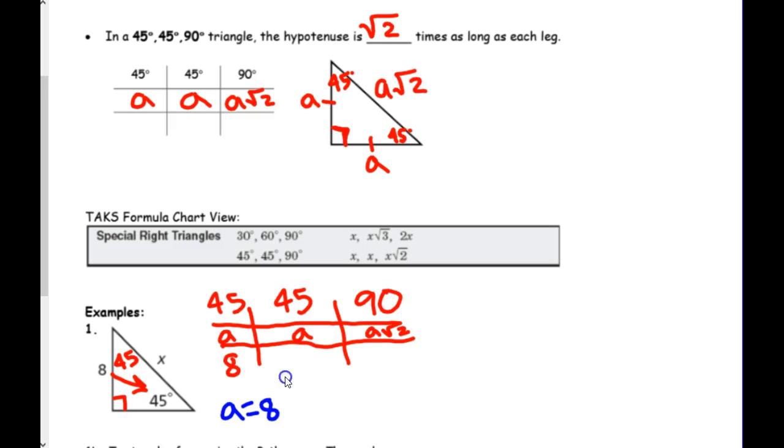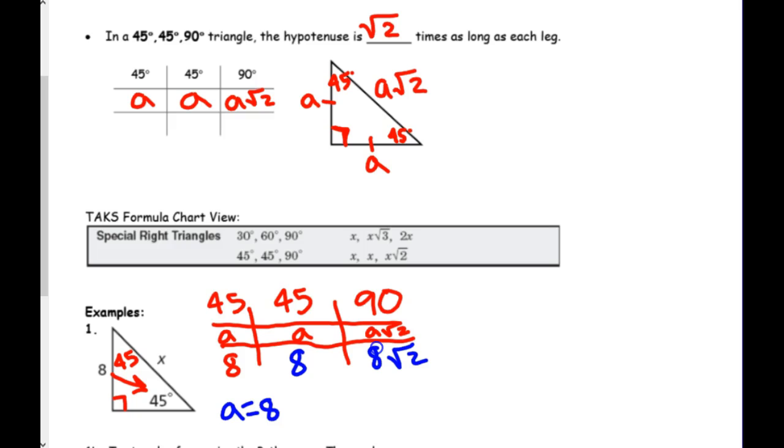Now, if A is equal to 8, that's it. I don't need to solve anything. A equals a number. So that means under this A, what am I going to put? 8. Easy. And then over here, A square root of 2, I'm going to replace A with 8. So it's going to be 8 square root 2. Do you see how that works?